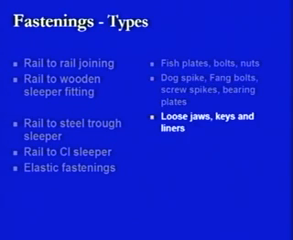will be discussing. Then in the case of rail to steel trough sleepers, we will be discussing loose jaws, keys and liners. We have already seen in the previous lecture on sleepers that in the case of steel trough sleepers or CI or pot sleepers, there are different categories, where the loose jaw category or the lug-up category are there. So, in all those categories, to fix the rail with the sleeper, we require jaws as well as keys. We will discuss these types of fastenings in today's lecture.